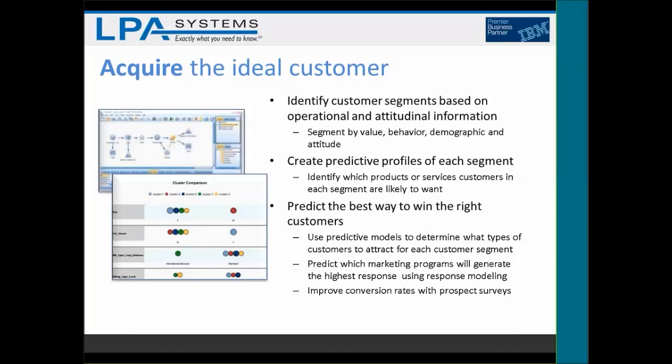We can predict which marketing programs will generate the highest response using response modeling. And indeed, we can improve our conversion rates, in other words, turning a prospect into a customer, with prospect surveys. And I can see two different opportunities there. Prior to your marketing program, you can send out a survey to prospects to ensure that your marketing message is hitting the mark you expect. And then even after the marketing campaign, you can send a survey to both those that you converted and those that you did not, and understand what worked and did not work, and then roll that back into your predictive profile for each segment for future activities. So using predictive analytics, you can build this strategy for acquiring the ideal customer.